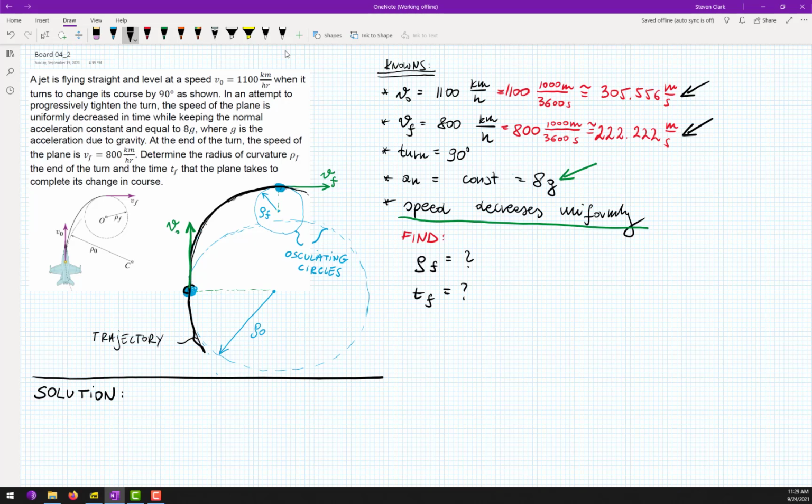And what do they ask us to find? They ask us to find the radius of curvature at the end, rho final, and how much time it takes to take that turn. How much time the plane needs to take that turn?